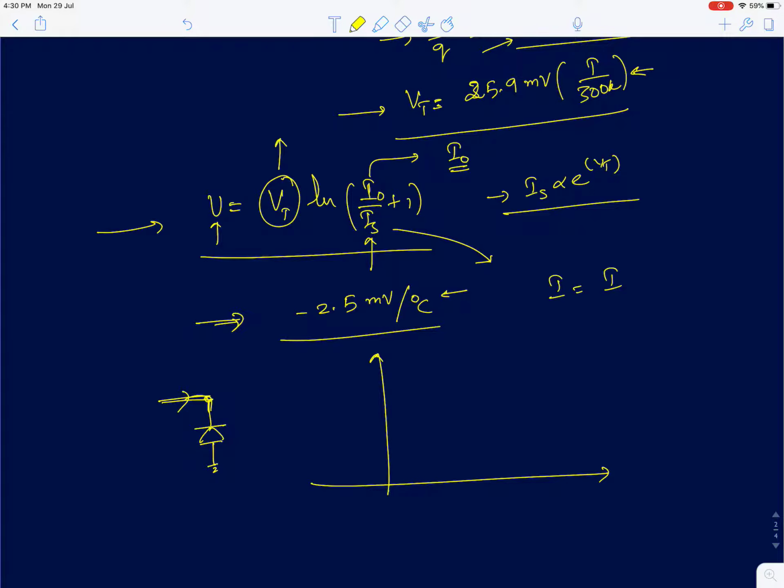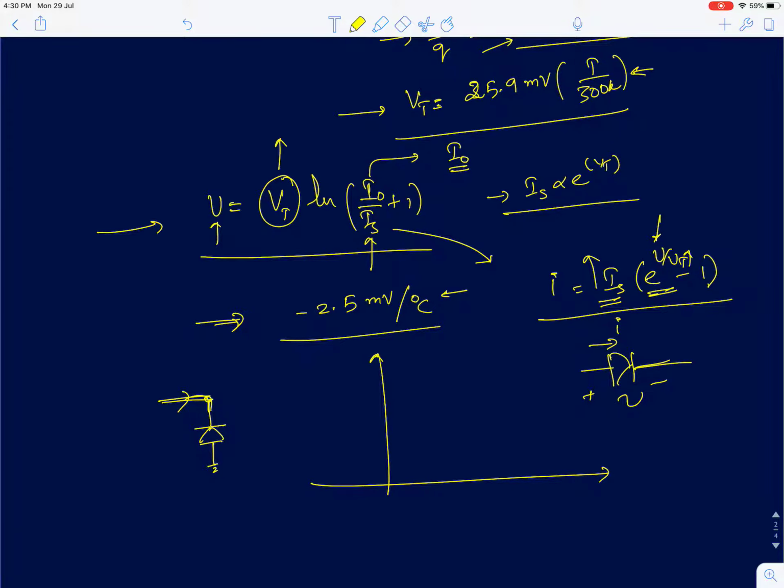Now your current is given by Is e power V by Vt minus 1. So from this equation, if this is the diode current flowing in this direction, and the voltage is across this. If I fix the voltage, then Is increases exponentially, Vt increases linearly. So this term is trying to reduce the current, but this term is trying to increase it. So eventually you will actually see an increase in the current.